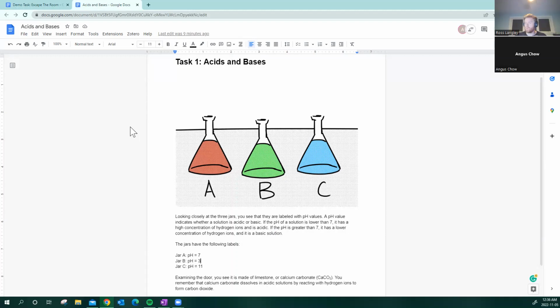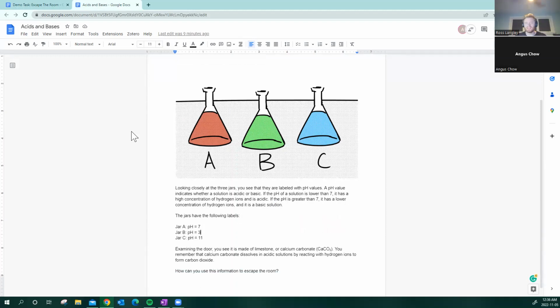So when you look closely at the door, you see that it's made out of limestone or calcium carbonate. Remembering back to your science classes, you know that calcium carbonate reacts with hydrogen ions in acidic solutions and dissolves. Can you use any of this information to help escape? I see.